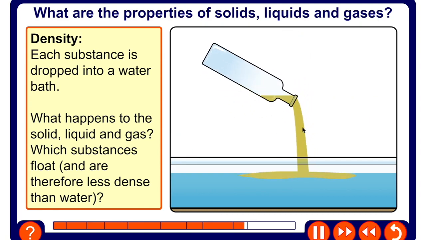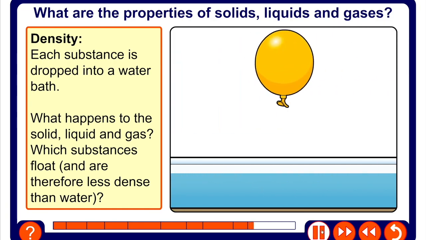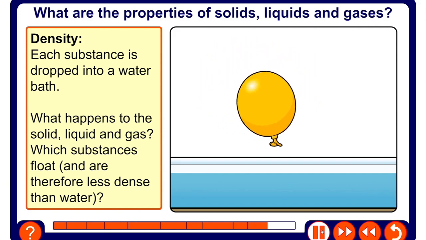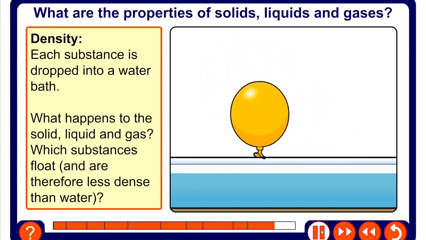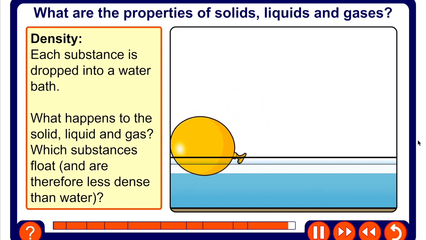Some liquids like oil actually have low density, so they could float on the surface of water. Gases have to have the lowest density because the particles are spread about, right? So they're far away from each other. So they are the least dense among the three states of matter.